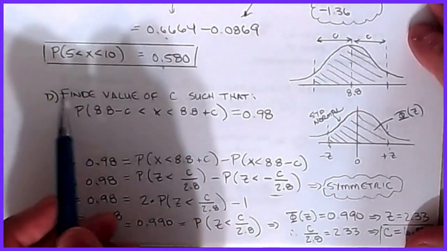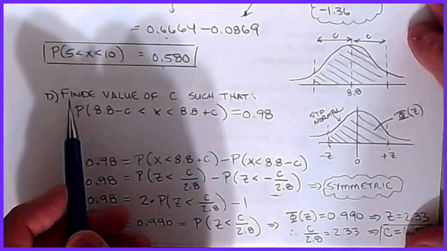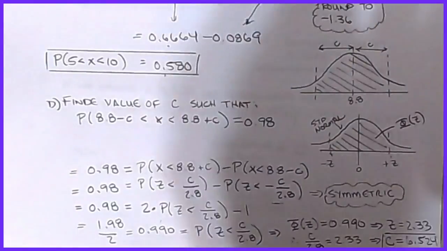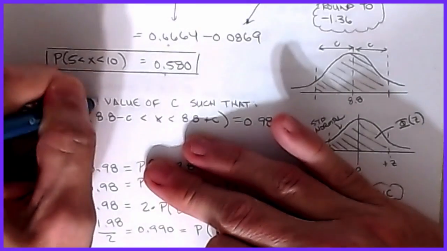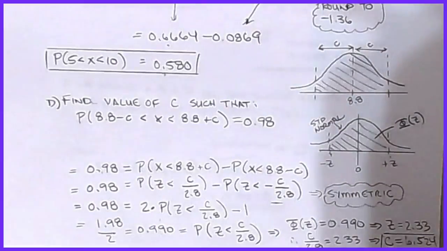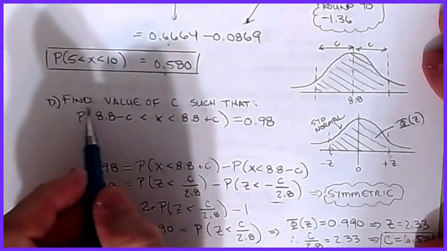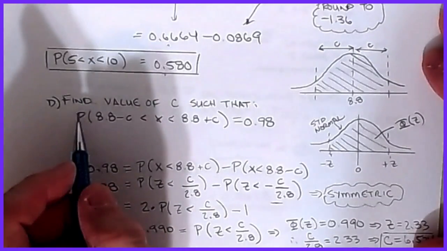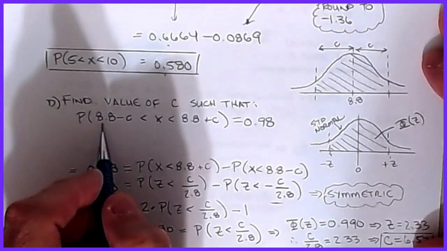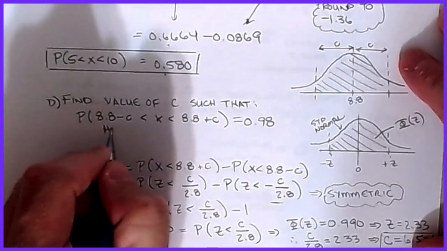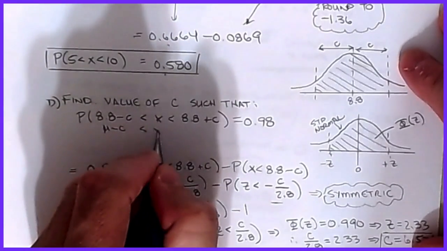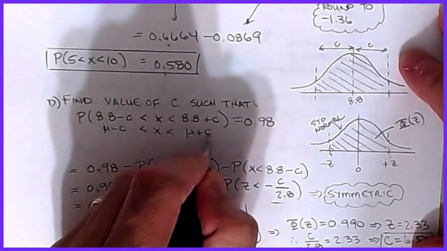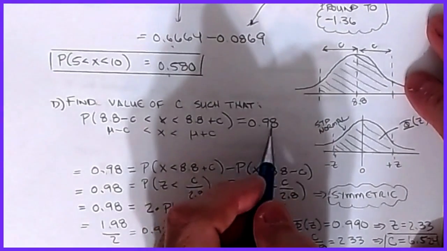All right, now the last one that I have is a little bit of a different animal, and this is kind of a sneak peek, if you will, for some stuff that we're going to do later on in statistics called intervals. Okay, and so we're going to find a value of c such that the probability of my mean, mu minus c less than x less than mu plus c, is equal to 0.98.